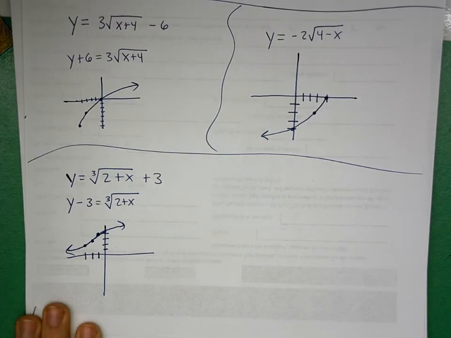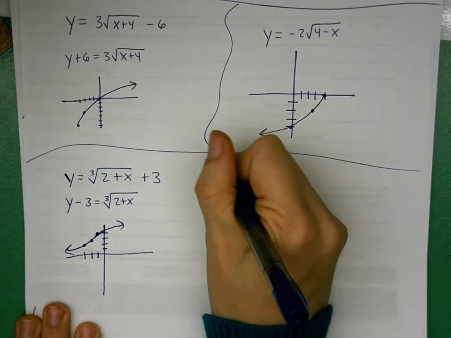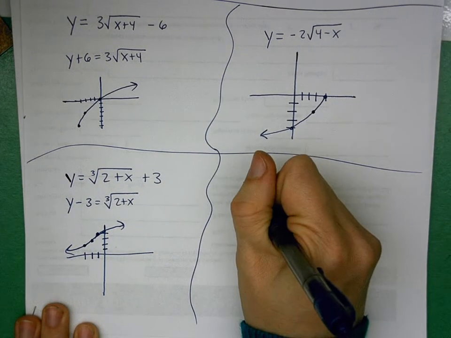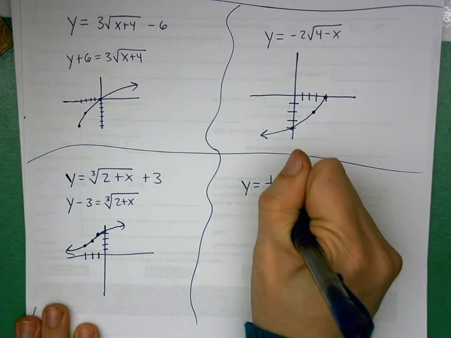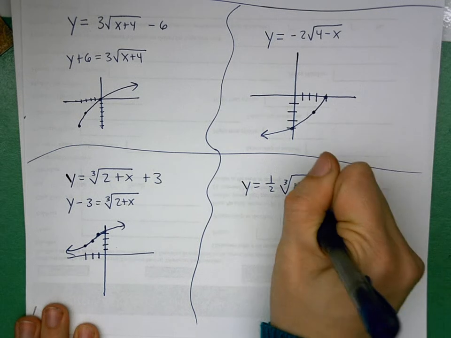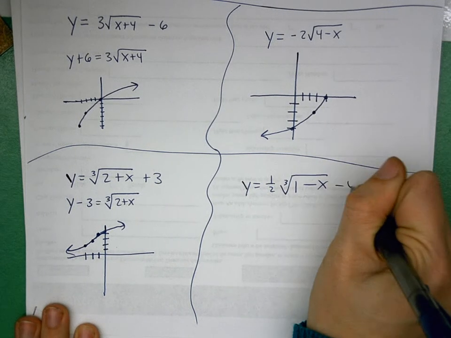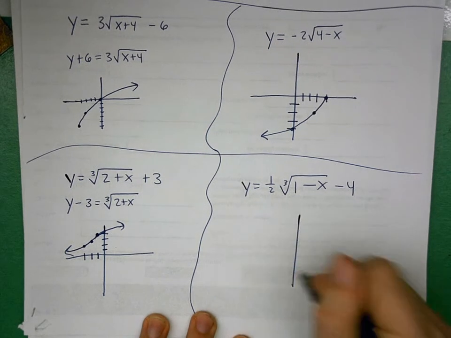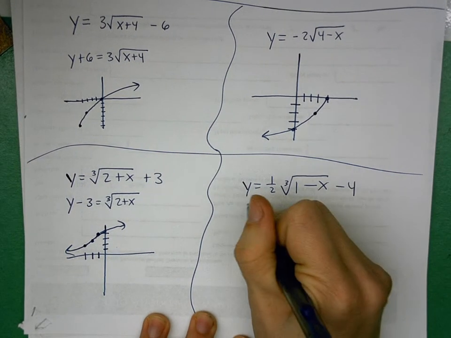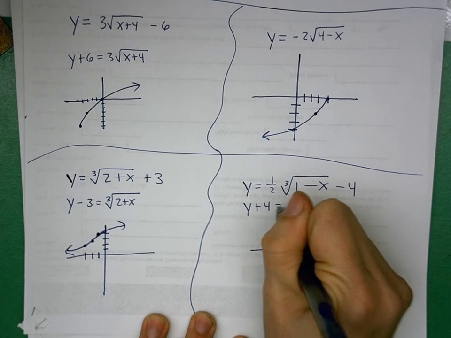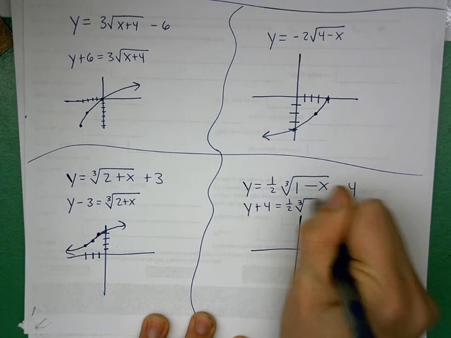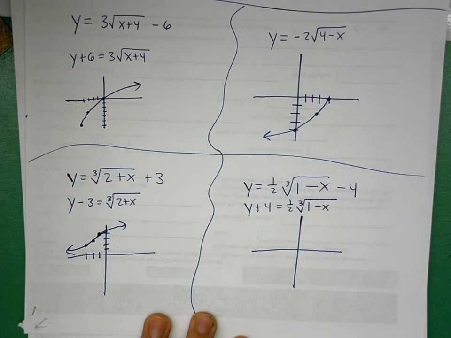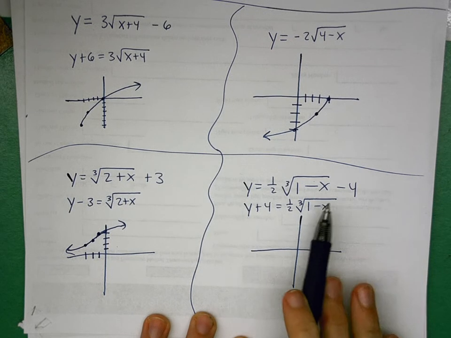Okay. And one more, and that's unit 5. We have y equals 1/2 times the cube root of 1 minus x minus 4. Okay, turning this into descriptive form, we'd have y plus 4 equals 1/2 times the cube root of 1 minus x. So initial starting point would be at 1, negative 4.